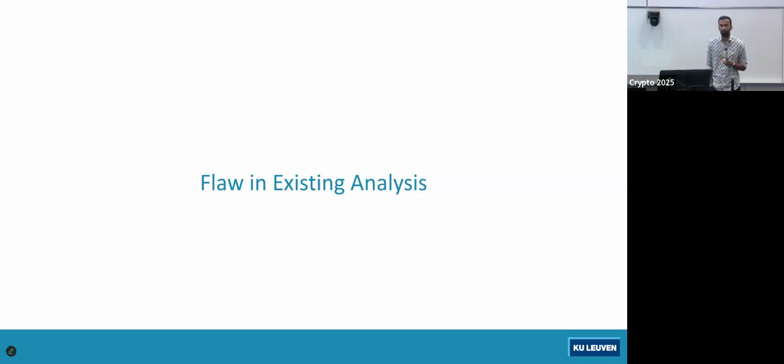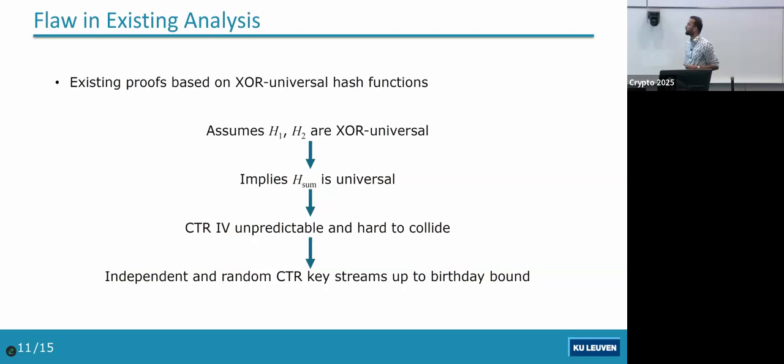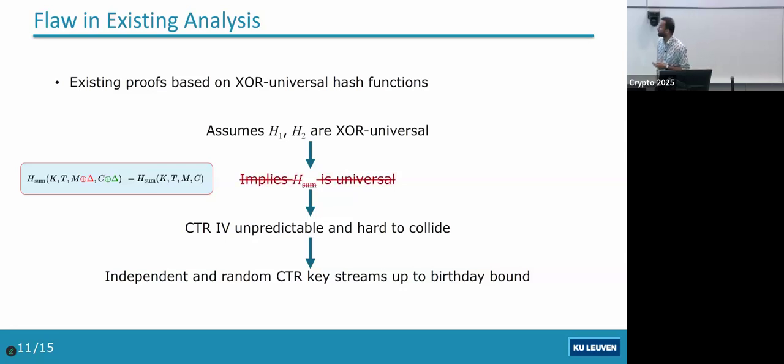I'll not go into the details of each proof. There are multiple proofs of XCB-AES and also other XCB variants, and they all have the same flaw, following roughly this kind of progression. They assume that H1 and H2 are XOR universal hash functions. Then this should imply that H_sum is also universal, which means it's hard to find collisions for H_sum, and therefore you have unpredictable and hard-to-collide IVs, and therefore unpredictable key streams and security for the TEM. But we just saw that it is really easy to find collisions for H_sum. So H_sum is not really universal.